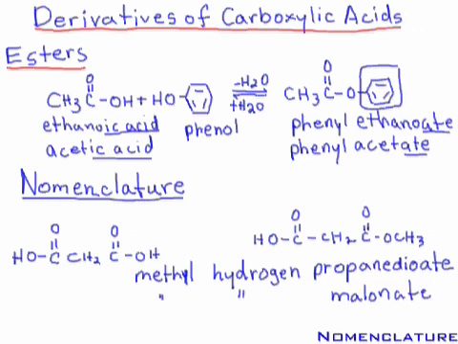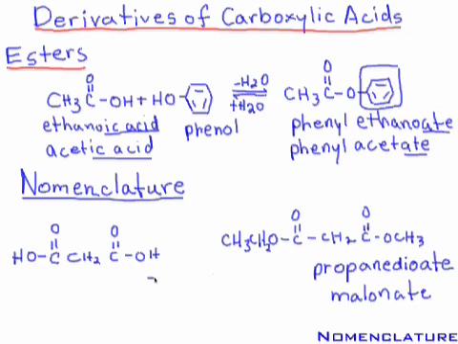All right, now if you had two methyl groups on, the hydrogen's gone now, and so you'd have a dimethyl propane dioate or a dimethyl malonate. What if we had different ester groups? Well, you name both alkyl groups. Let's say we had an ethyl. Then I'd have an ethyl methyl propane dioate, or an ethyl methyl malonate.